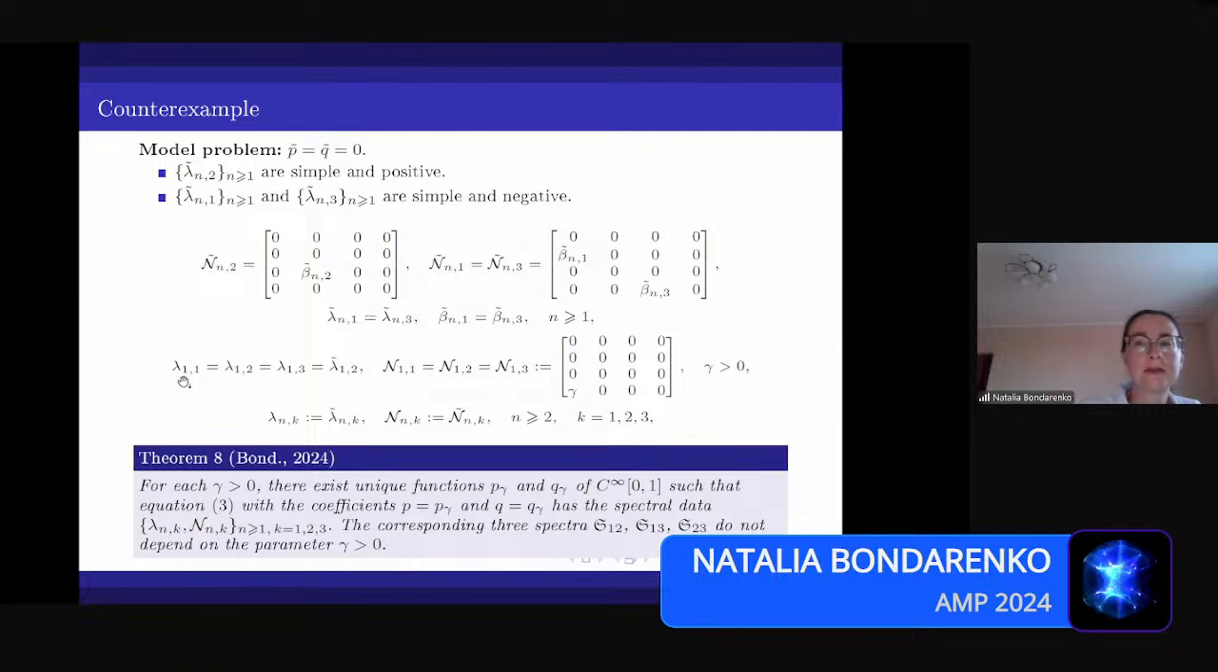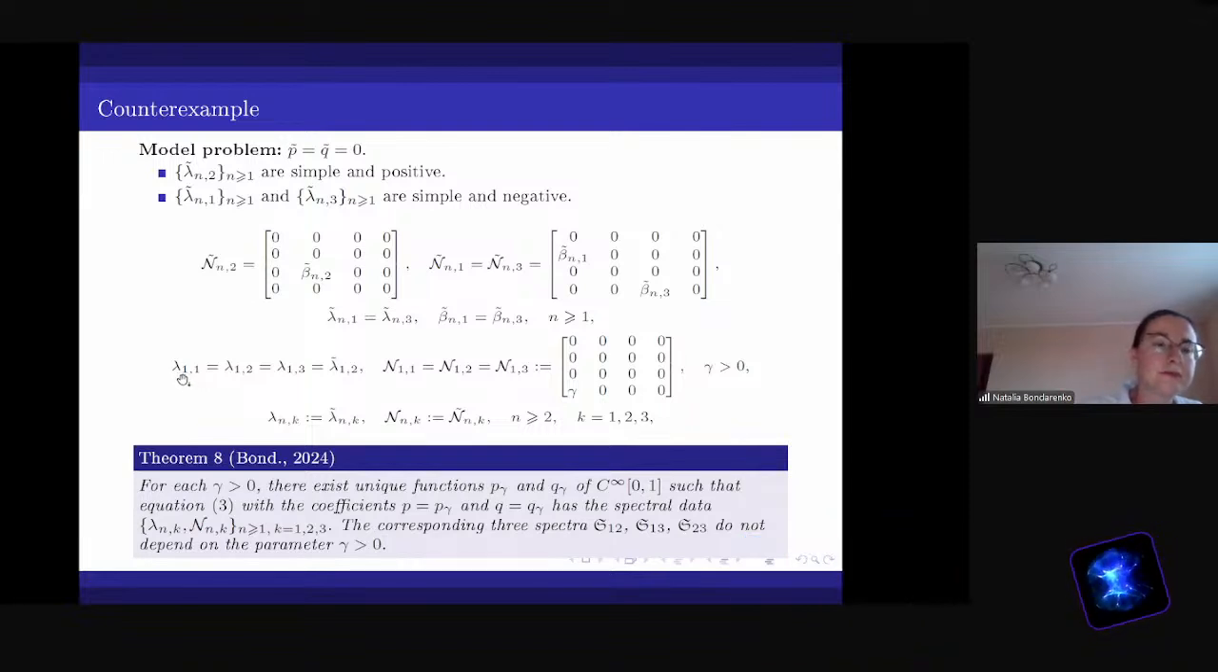We perturb only the data for index n = 1. We consider lambda_{1,1}, lambda_{1,2}, and lambda_{1,3}, that they all be equal to the eigenvalue lambda_{1,2}. And the weight matrices will have this form with some positive number gamma at this corner. And all the other data coincide with the data of the model problem. For n greater or equal than 2, the data of our main problem and of the model problem coincide.